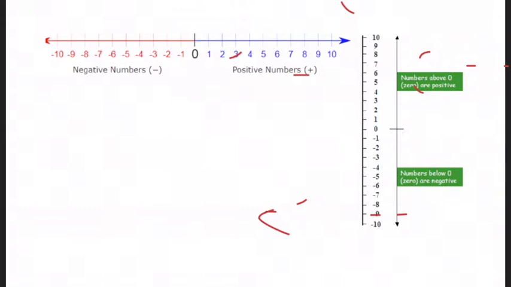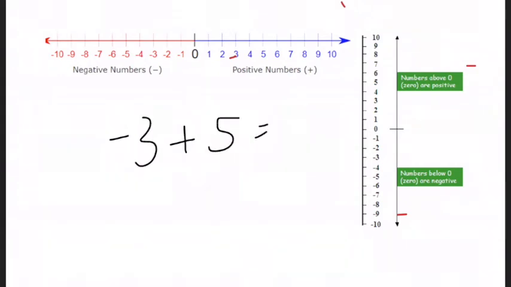Sorry about that. Okay, so if I have one negative and one positive, like negative 3 plus 5, how do we do that? If I'm at negative 3 and I go up 5 jumps, I'm going to be at 2 right there. The reason I'm going up 5 is because I have a positive 5 here.